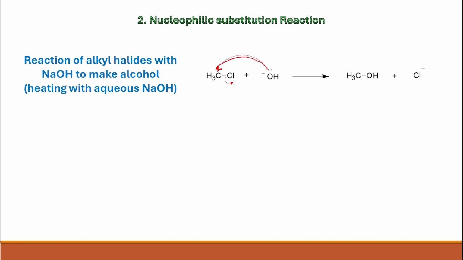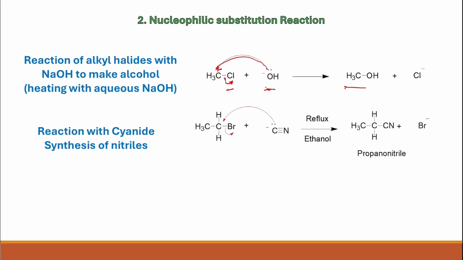The second one is the reaction with cyanide, which is the synthesis of nitriles. So again, if you have an alkyl halide with the cyanide, the lone pair of electrons here is going to be on the carbon with a negative charge. Again, it's the same mechanism, and you're going to end up with the nitriles.